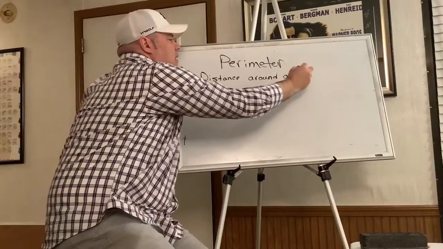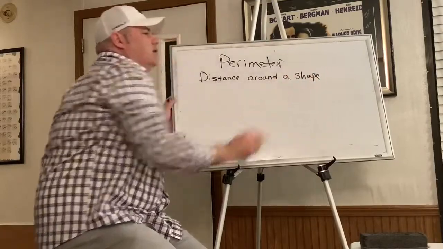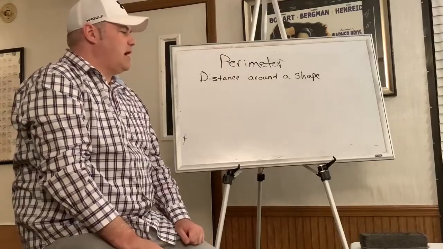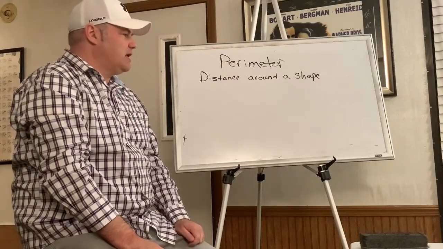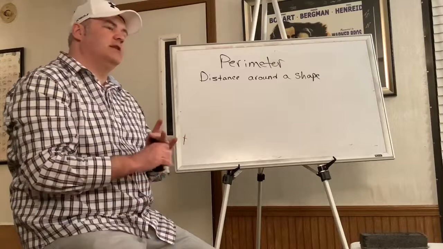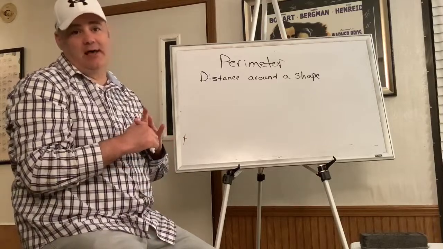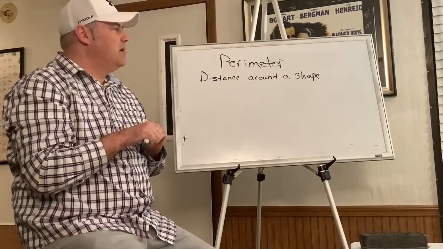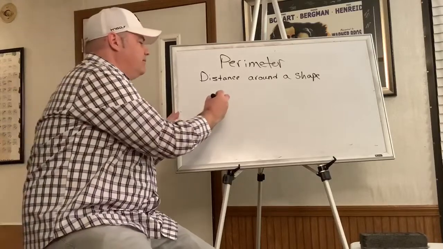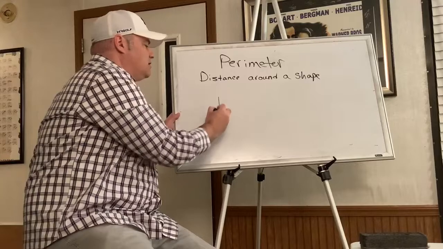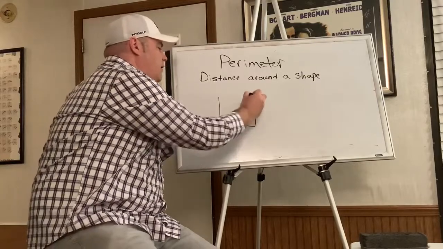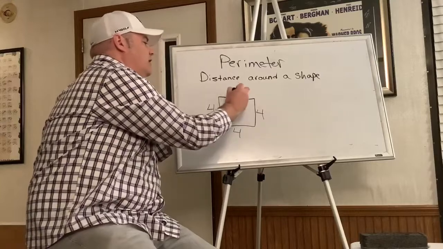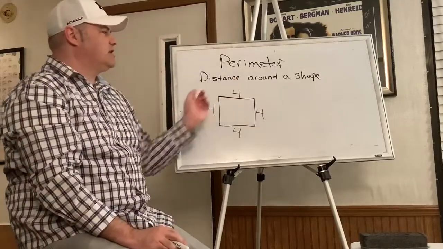You can do perimeter on any kind of shape. There's always going to be a distance around it, but basically why it falls in addition is you're adding up all the sides of a shape. So it becomes an addition problem. I'm just going to put a shape up there like a square. And here's a square. Each side is 4. That's what makes it a square. Every side is the same.